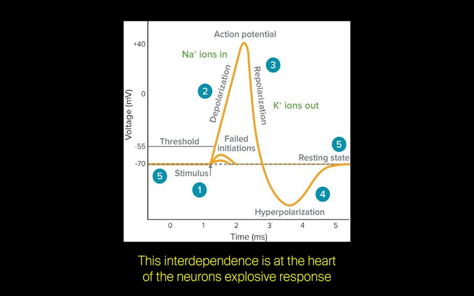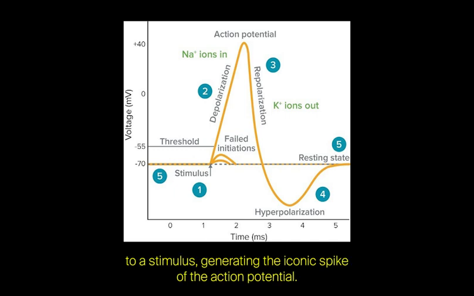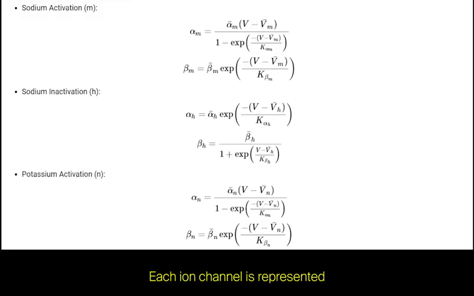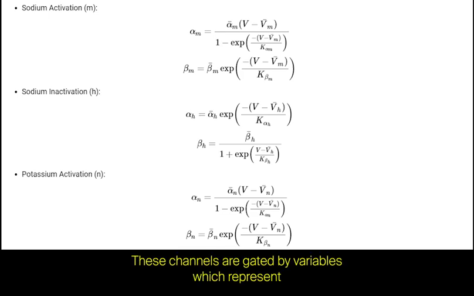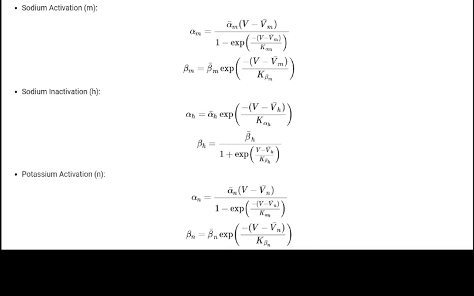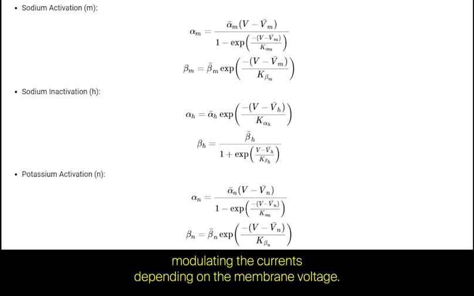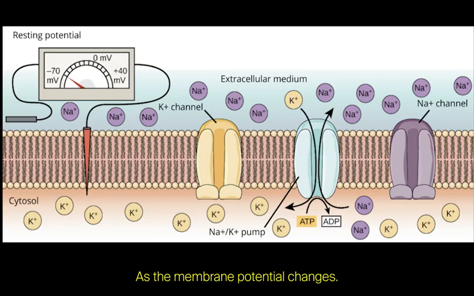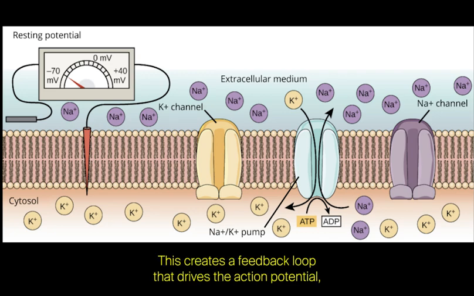This interdependence is at the heart of the neuron's explosive response to a stimulus, generating the iconic spike of the action potential. Each ion channel is represented by a conductance parameter, which controls how easily ions flow. These channels are gated by variables, which represent the probability of the channels being open at any moment. Imagine these as tiny doors that can swing open or closed, modulating the current depending on the membrane's voltage. As the membrane potential changes, the gates respond, allowing sodium to rush in or potassium to flow out in a carefully timed sequence. This creates a feedback loop that drives the action potential.